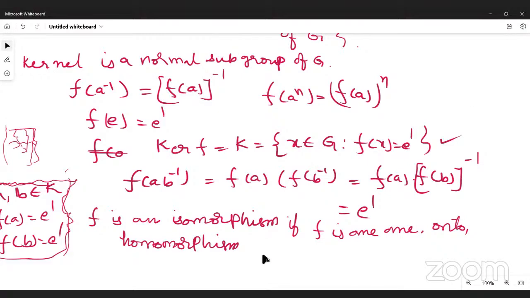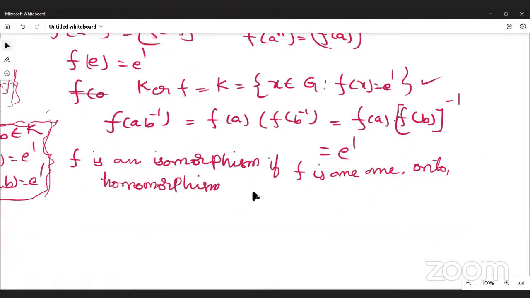So f is one-one, onto and a homomorphism.